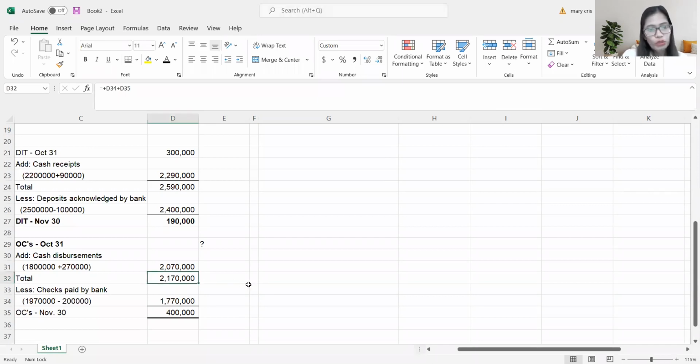Kung meron na tayo nito, 2,170,000, what we're going to do para makuha natin yung ating beginning na outstanding check is i-deduct lang natin yung total na na-compute natin kanina sa cash disbursements, no, na galing sa entity. So with that, 2,170,000 minus 2,070,000. So makukuha natin yung outstanding check natin na 100,000. So this is our outstanding check as of October 31.